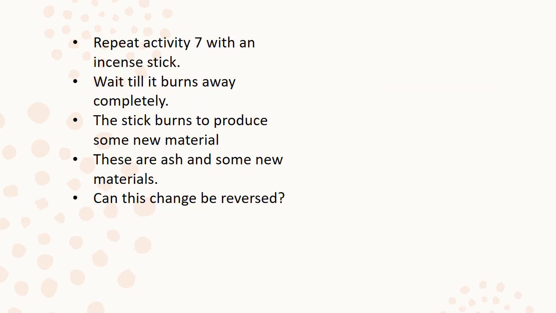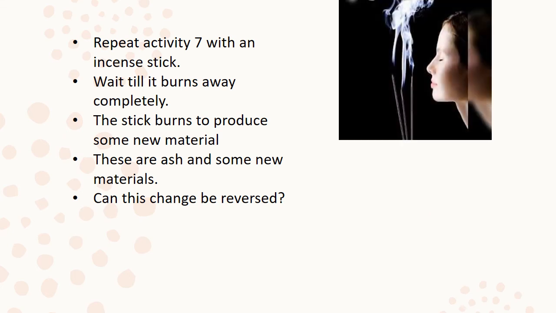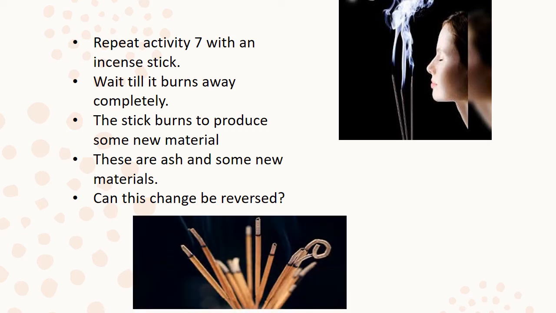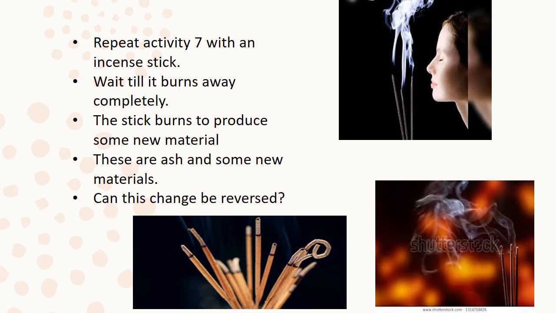Now, you have to repeat this activity with an incense stick. Wait till it burns completely. When the stick burns, what happens? It burns and produces some new material, and there are ash and these new materials. Can you get the original incense stick back? No, once it's burned, you cannot get the original incense stick back to its original shape and size. So in activity 7, you cannot get the material back once it's burnt or completely destroyed.